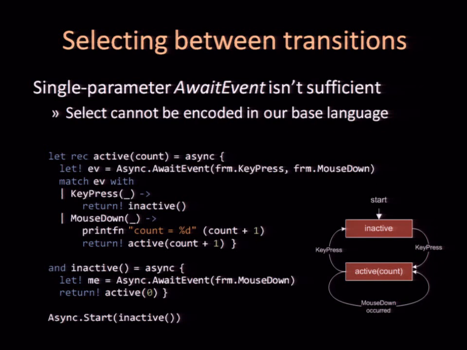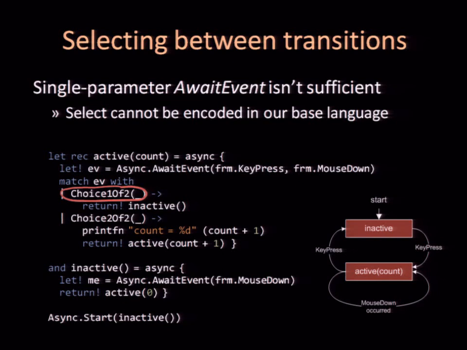What I have here is an await event overload that takes 2 events and resumes the agent when the first of them occurs. So you would probably like to write something like this. We wait for key press and mouse down, and when we get key press, we do something. When we get mouse down, we do something else. But that's not that easy to write in F# because this code doesn't make much sense.